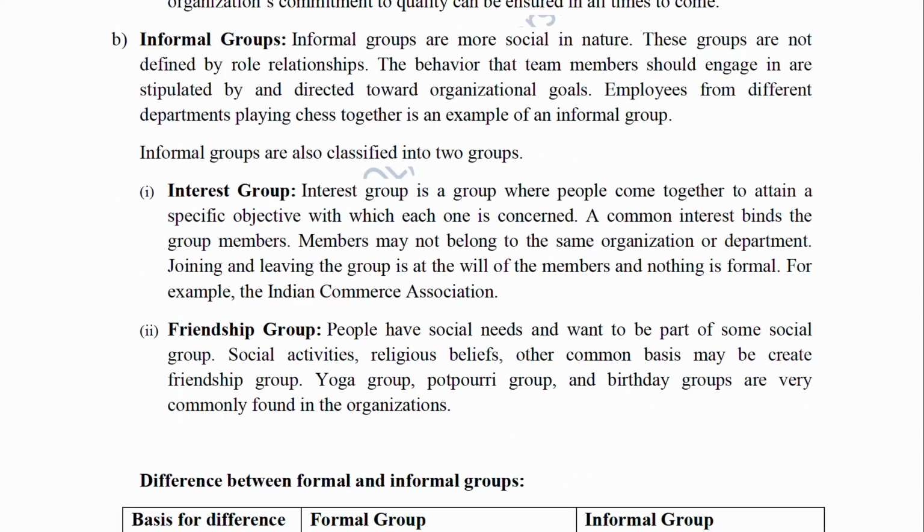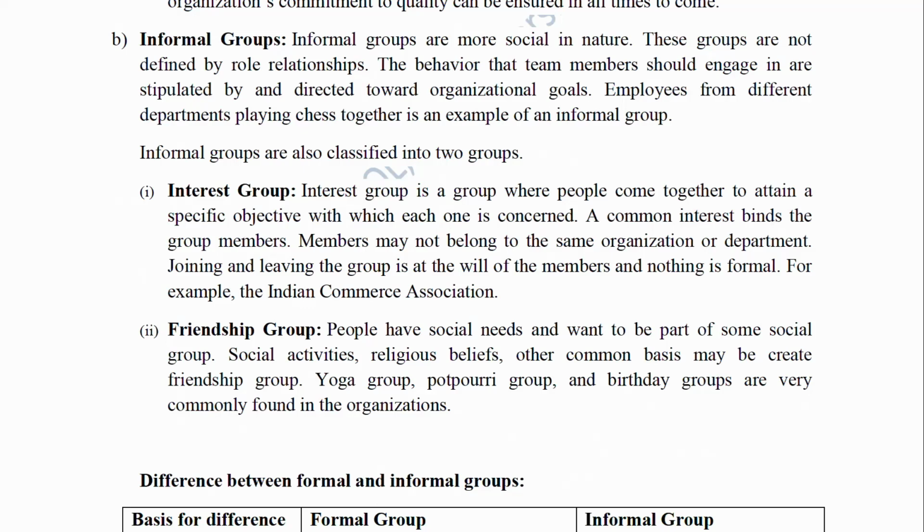Second, informal groups. Informal groups are more social in nature. These groups are not defined by role relationships. The behavior that team members engage in is not stipulated by or directed towards organizational goals. Employees from different departments playing chess together is an example of an informal group. Informal groups are also classified into two groups, namely interest groups and friendship groups.